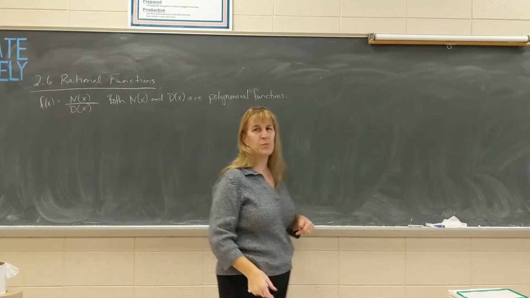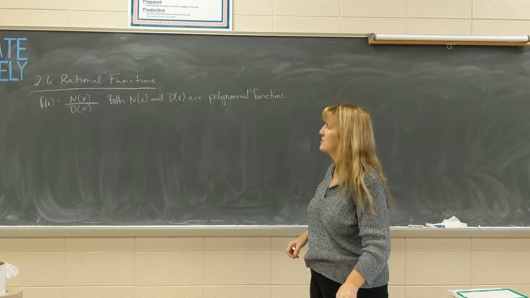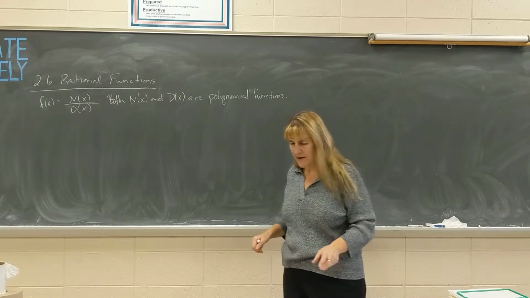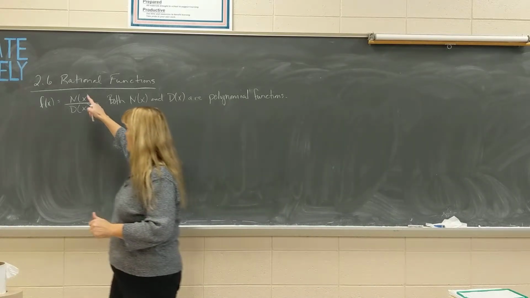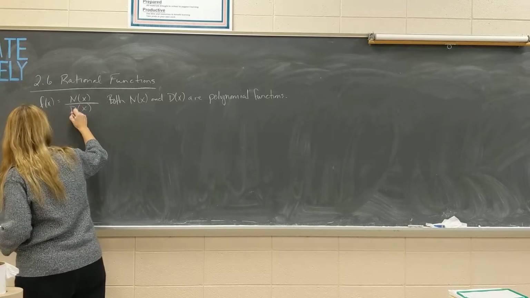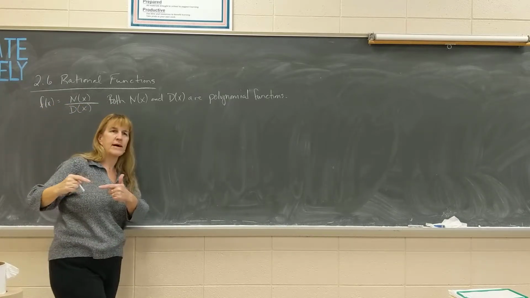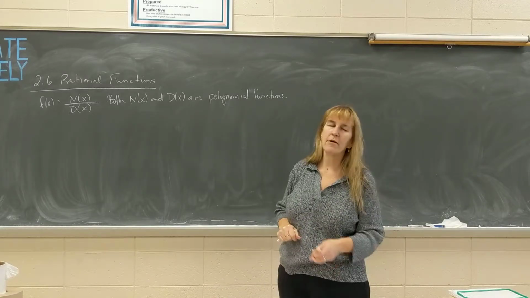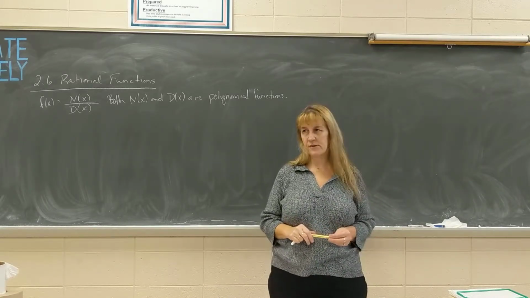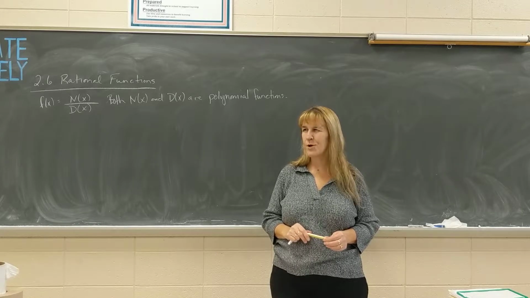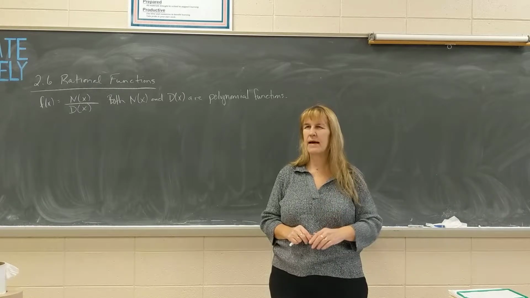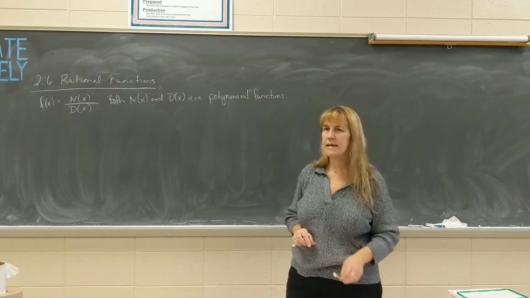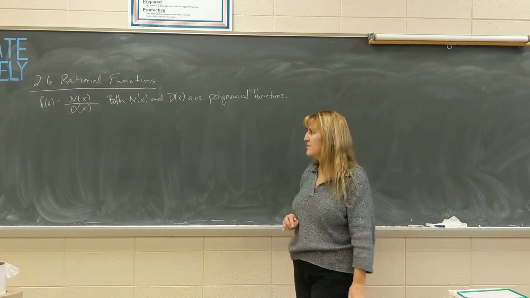Calc. We're in 2.6 here with rational functions. Let f of x equal n of x divided by d of x, appropriately named for numerator and denominator. And both the numerator and the denominator have to be polynomial functions. We've studied polynomial functions, so you have a pretty good idea what they are already, and how to manipulate them and find their zeros and all that kind of good stuff.